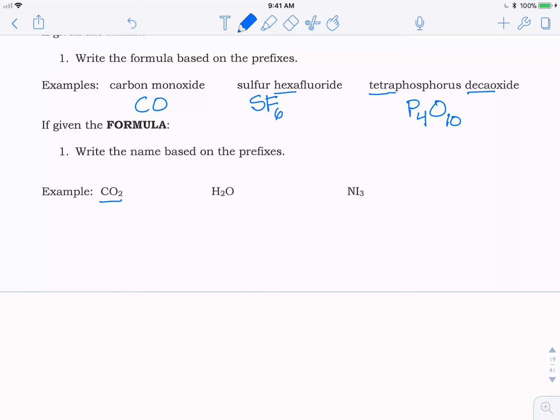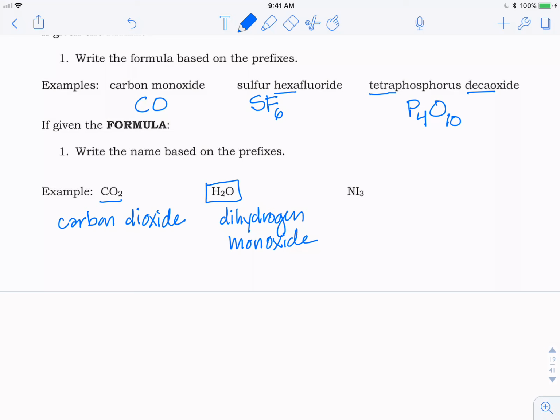So here's a very famous compound, carbon dioxide. Here is one that you've seen probably hundreds if not thousands of times, good old H2O. So we would normally call this water, but if you want to name it with the covalent compound naming formula, we call this dihydrogen monoxide.